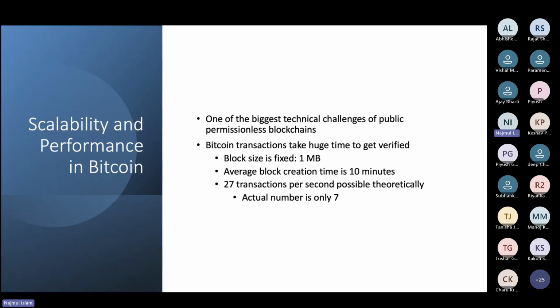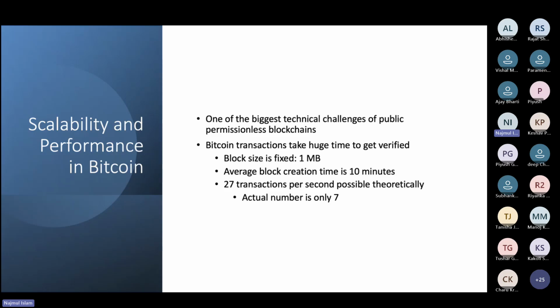And if you calculate, the average block creation time is around 10 minutes, sometimes a little bit more, but on average around 10 minutes. If you do some calculations, I do not know how they calculated, but there are some ways to calculate, surely, then it means that it will allow only 27 transactions per second, theoretically. So if the block size is 1 megabyte and the average block creation time is 10 minutes, then theoretically only 27 transactions per second are possible. But that's the theoretical number.